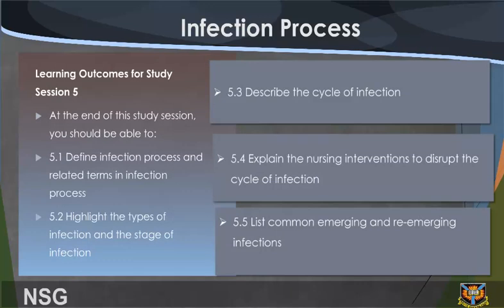Learning outcomes. At the end of this study session, you should be able to: 1. Define infection process and related terms in infection process. 2. Highlight the types of infection and the stages of infection. 3. Describe the cycle of infection. 4. Explain the nursing interventions to disrupt the cycle of infection. 5. List common emerging and re-emerging infections.